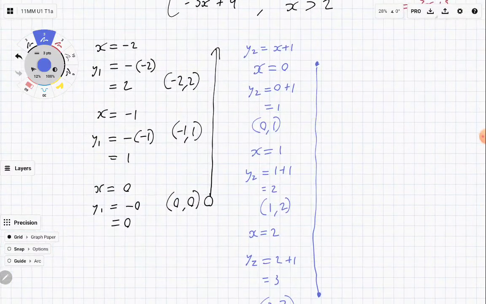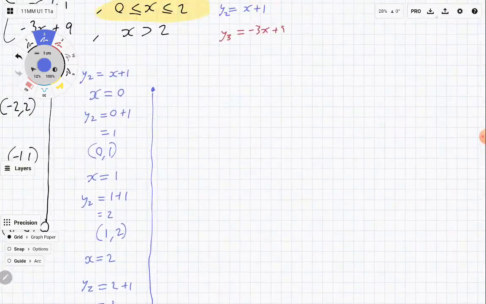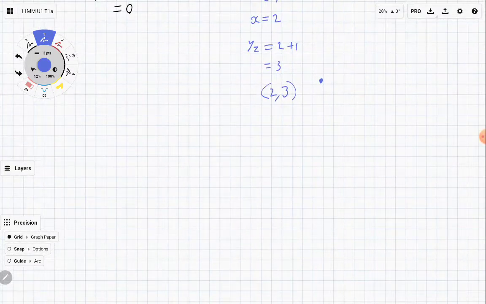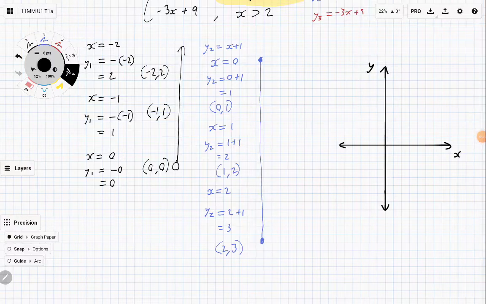And then the third one is going to look a little bit different. Let's just join up the first two, and then we'll worry about red in a moment. So let's set up our axes and get started. Let's start by plotting those points for y1. This is going to be done in black.